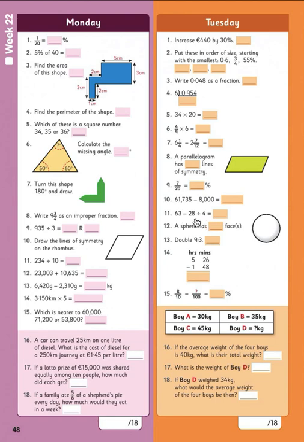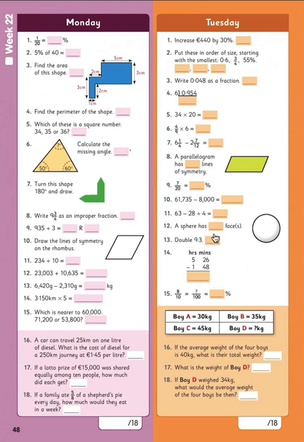Is there division in this sum? Yes, there is. 28 divided by 4. I do that part first and get an answer. Then I can finish off the sum: 63 minus whatever answer I get here.